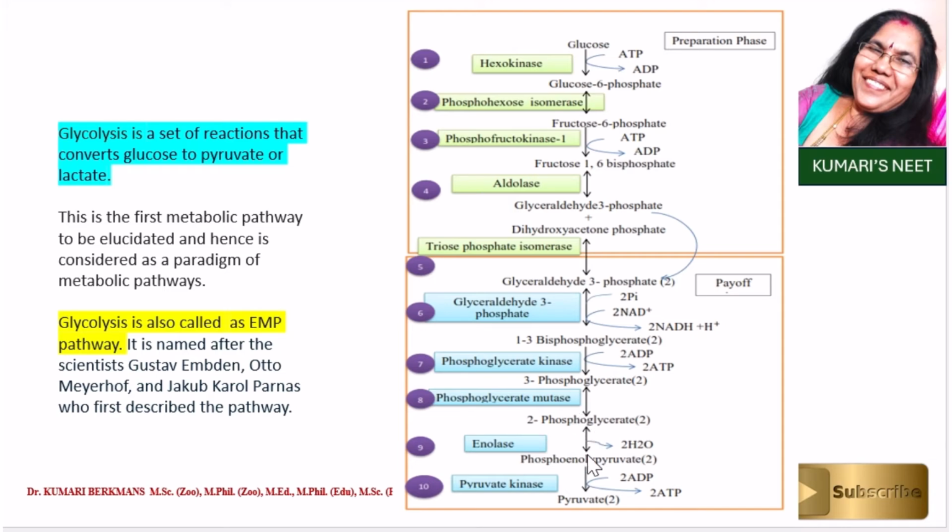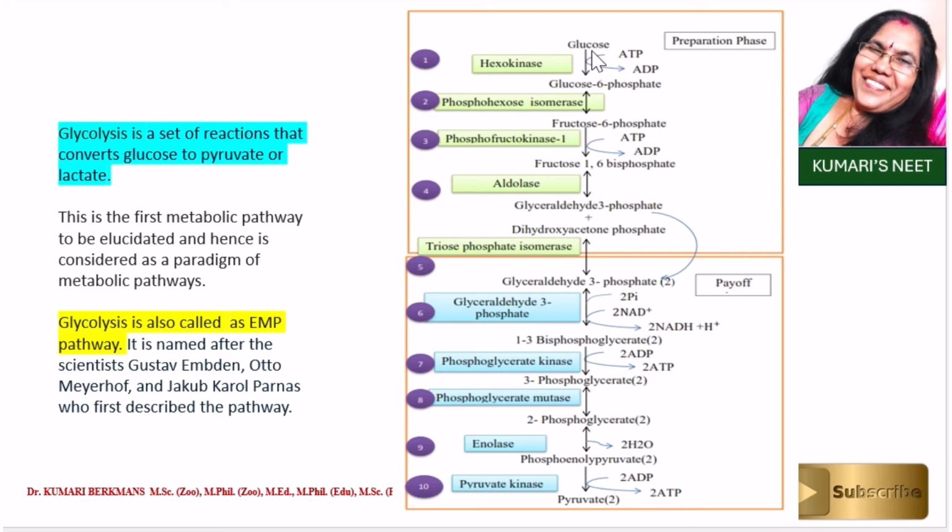And next, the 2-phosphoglycerate is converted into phosphoenolpyruvate. And here 2 molecules of water are released outside. The enzyme involved in this is enolase. And the next one is phosphoenolpyruvate, which is converted into pyruvate, 2 molecules of pyruvate. Here the enzyme involved is pyruvate kinase, and 2 ADP molecules are converted into 2 ATP molecules.